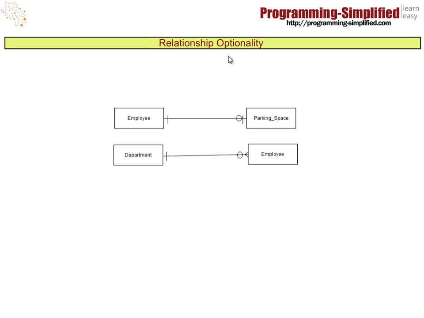Now the third aspect of relationship is the optionality. Optionality specifies whether the relationship is compulsory or optional. For example, in the first case over here, an employee can be allotted a parking space, or the employee is not allocated a parking space. The optionality is shown using a zero symbol on the optional side. So an employee has 0 or 1 parking space. That is, we can say that an employee can exist with or without a parking space.